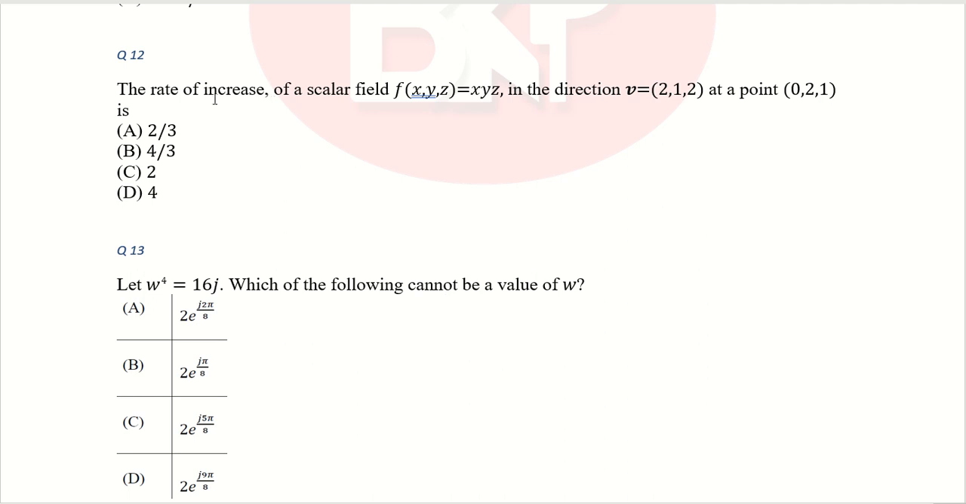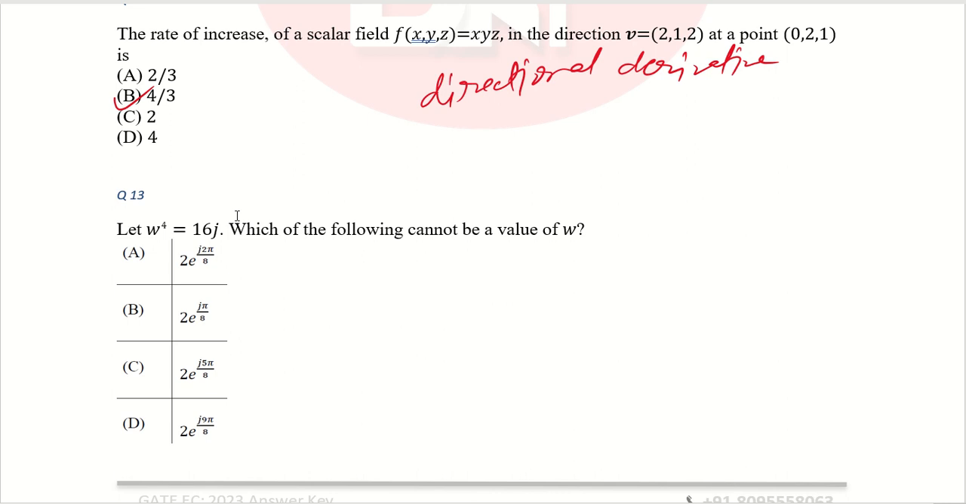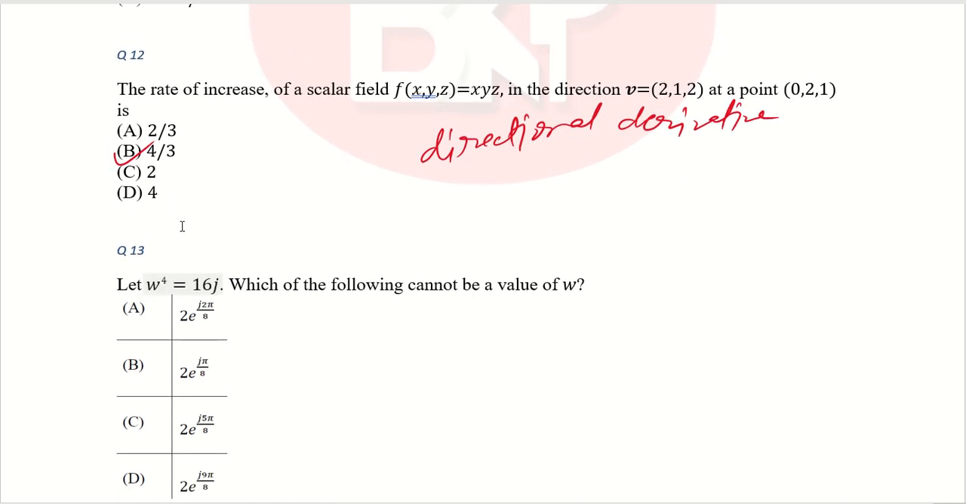Question number 12, this is going to give you the rate of increase of the scalar function in the direction of this V at this point. So this is a very good question on directional derivative. So this will give you the answer as B. In the detailed solution you can have a look at that, but right now you just need to cross check your answers.